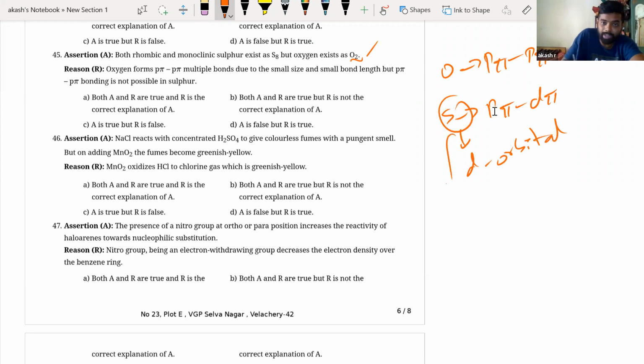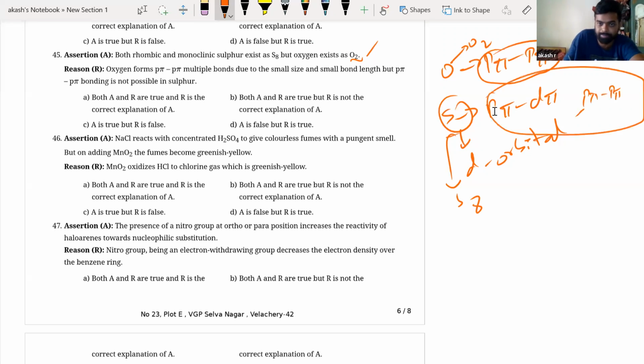That is why sulfur can exist as S8, but oxygen can exist as O2 only, because it can form only pπ-pπ. But sulfur can form pπ-pπ as well as pπ-dπ. Both are possible in sulfur, right? So this is not correct. Okay, so A is true, R is false is what we are looking for.